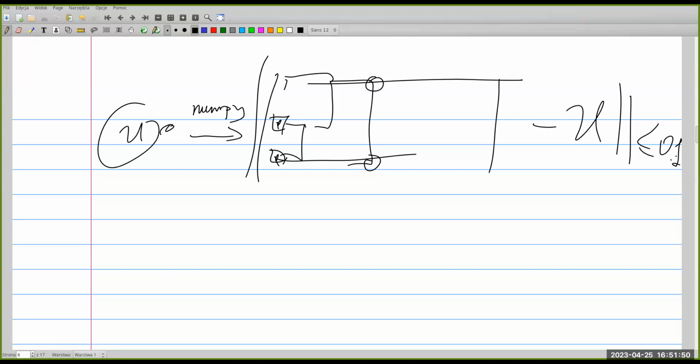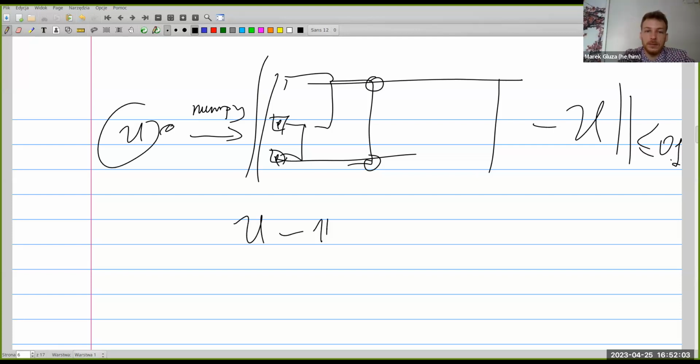Sorry, I'm lost. Why are we thinking about the lookup tables? Isn't it exponentially fast anyway? Can we start from identity and just do the Solovay-Kitaev? No, because unitary minus identity might be quite a big norm.